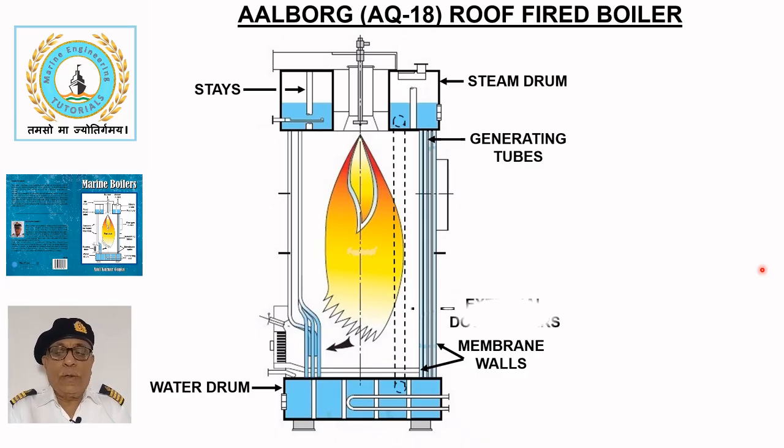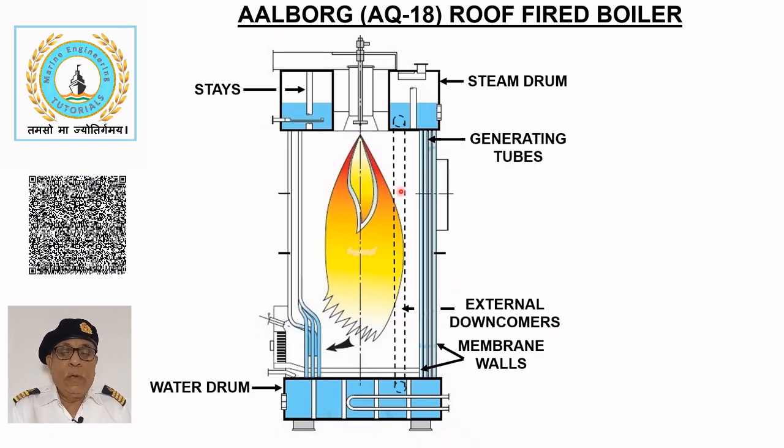For efficient water circulation, the two drums are also connected by a number of large diameter external downcomers. The screen wall surrounds the furnace and absorbs the radiant heat from the flame. The bottom tube plate is protected from the radiant heat of the flame by a base layer of insulating refractory covered by an upper layer of castable refractory.